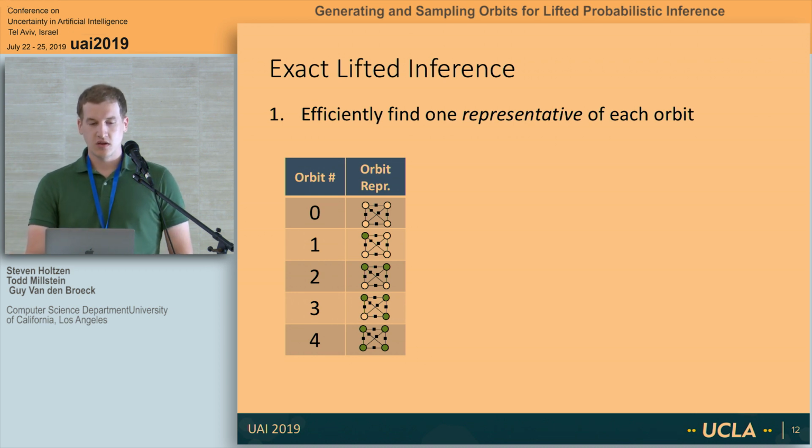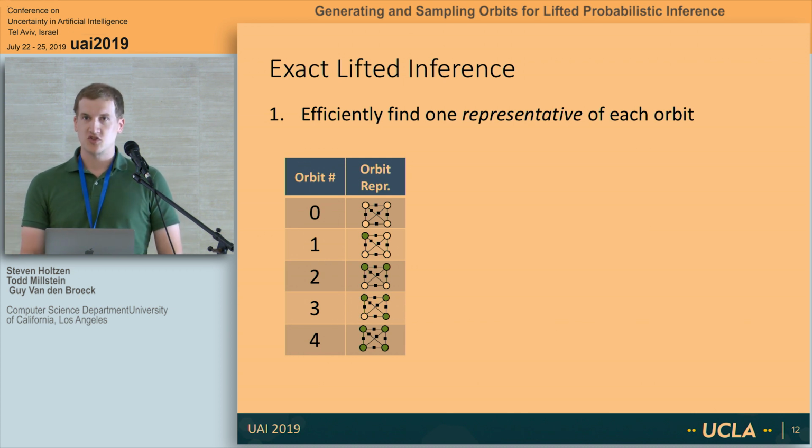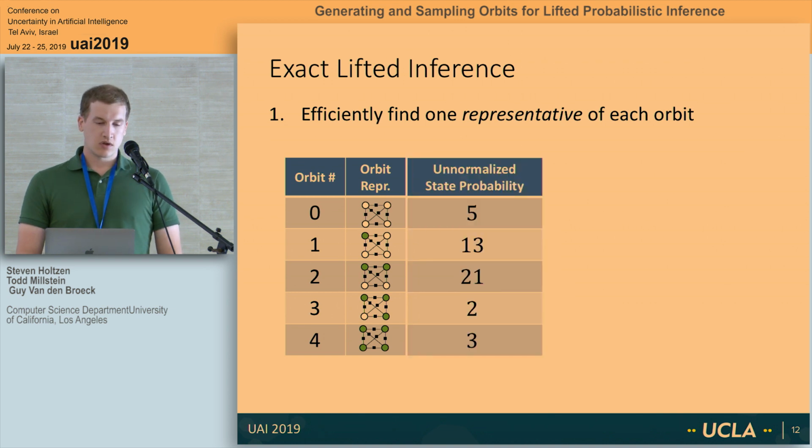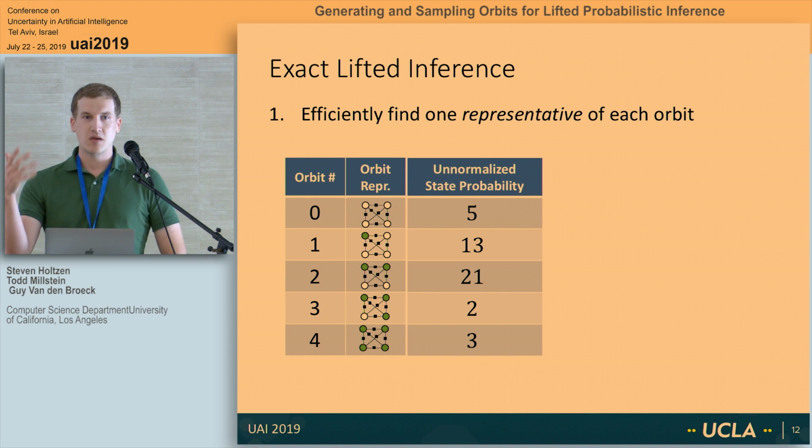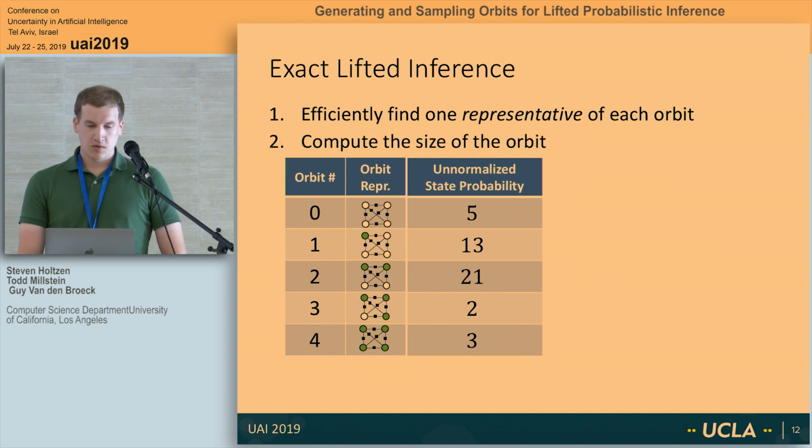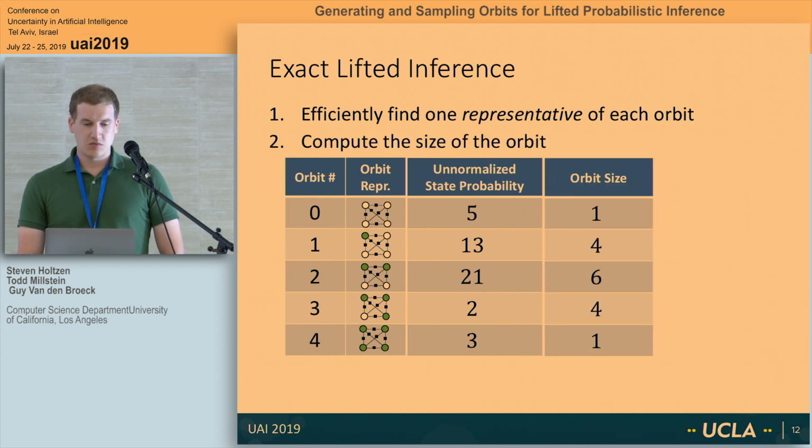So what does this look like? First, we want to efficiently find one representative of each orbit. So here I've just chosen one entry from each row of that table I showed you 2 slides ago. So we would like to just grab these. We don't want to run through all possible variable assignments and find one example. We want to efficiently find these things. So I've somehow given you these. Each of these has a probability distribution associated with it. It's unnormalized. So we have 5, 13, 21, 2, and 3, arbitrary numbers. These are the probabilities for each of these states.